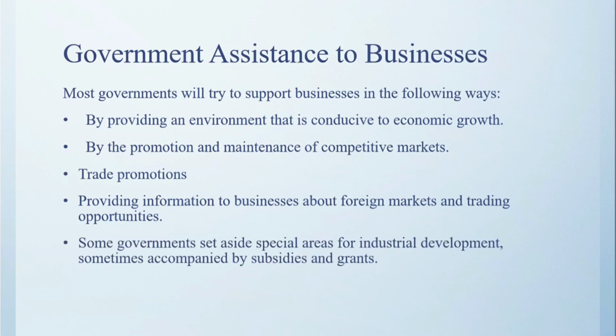Some governments set aside special areas for industrial development, right? Sometimes accompanied by subsidies and grants, right? Now, subsidies and grants are basically money given by the government to assist or to offset costs of businesses, right? And so the government can set aside special areas for industrial development, right? And that can encourage people to operate and to create businesses. They can also provide technical assistance, right? And that will help businesses, right?